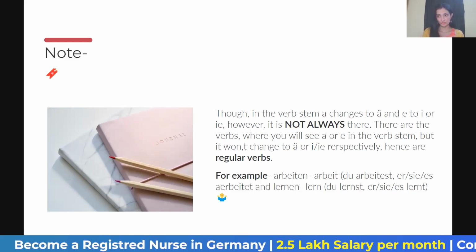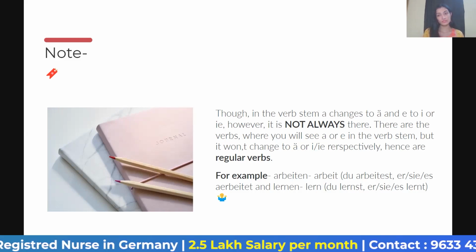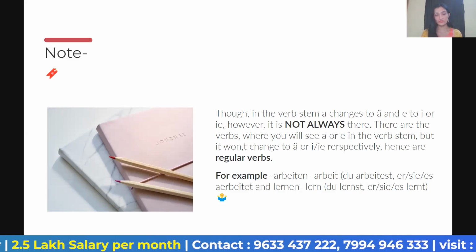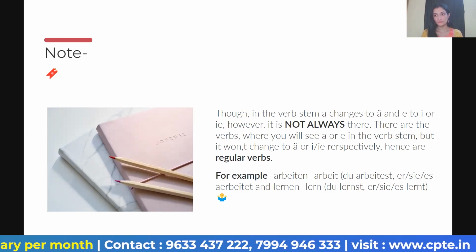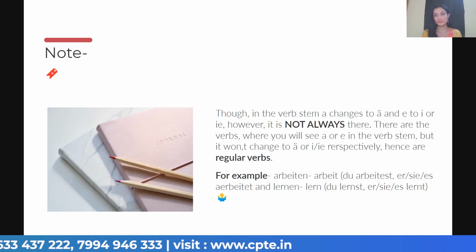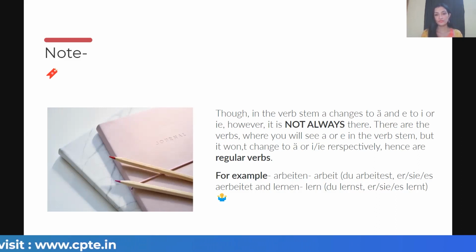So if they are changing, then they are irregular. And if they are not changing, A is intact as A, E is intact as E, not changing in du and er/sie/es, then they will be regular only. Okay, and if in the verb stem there's no A or E, then of course there is no change, it will be regular. So that's what I have said over here.